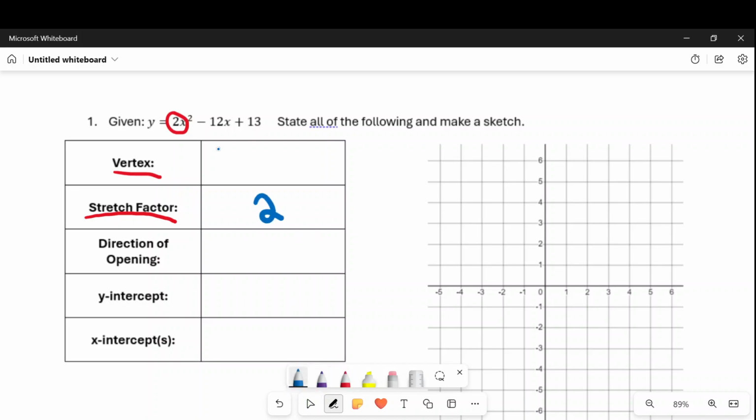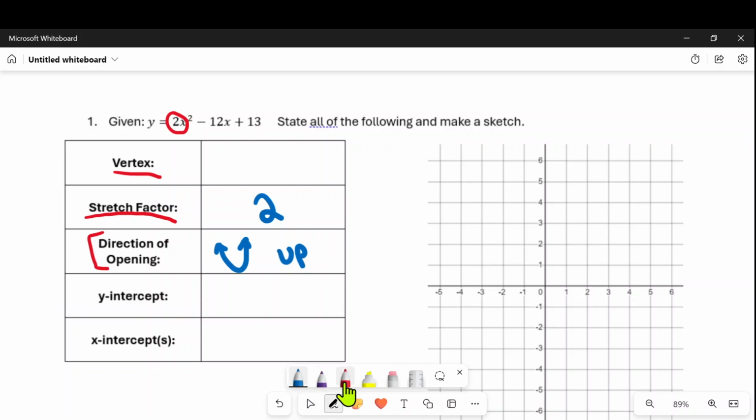Now it says positive 2. Even if it was negative 2, I would still write that the stretch factor is just 2 because it's just the amount of stretch. And it's not until I get to the next question, direction of opening, that I actually care whether or not I had positive 2 or negative 2. Well, I had positive 2, which means this is a positive parabola, which kind of looks like this, the letter U. It opens up. So this is a direction of opening up.